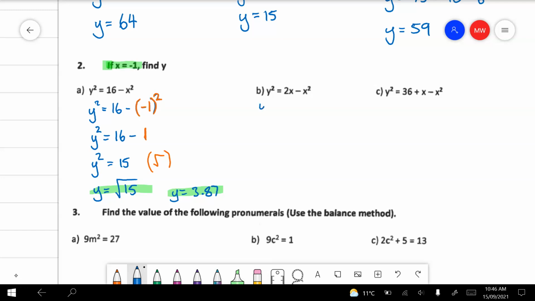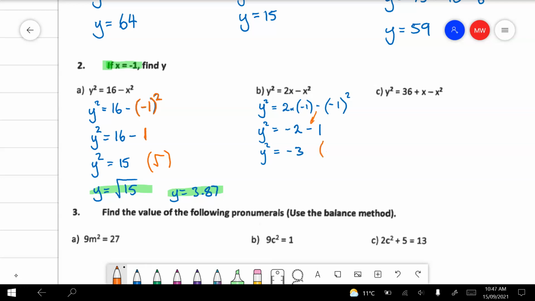Okay, moving on. We've got y squared again equals 2 times minus 1 minus minus 1 all squared. So again, we're being careful. They're trying to trip us up with all these negatives. y squared equals 2 times minus 1 makes minus 2. That negative stays there, that's this negative here that's carrying down. And then we've got minus 1 squared, so minus 1 times minus 1 gives us positive 1. So what I've got now is y squared equals minus 2 minus 1 gives me minus 3.